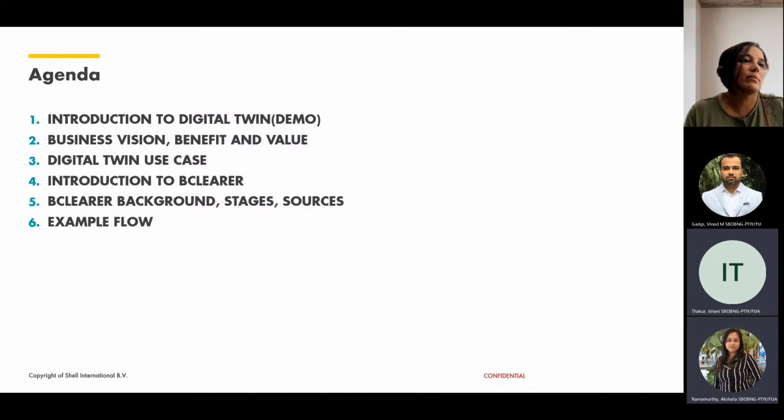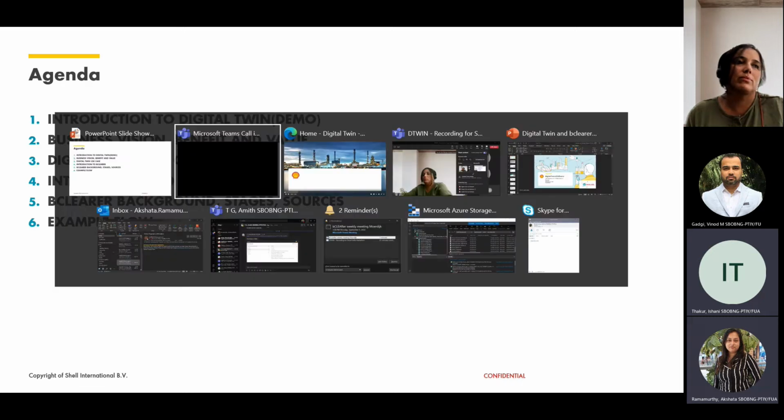There will be a small demo of digital twin. I'll walk you through the business vision, benefits, and value driven out of digital twin. There'll be a simple use case of digital twin in Shell. Then the methodology that we are using to implement digital twin is called Be Clearer. There'll be an introduction about it, the background for Be Clearer, the stages and sources, and we have a simple workflow as well for Be Clearer. Akshata, can you please help me with the demo?